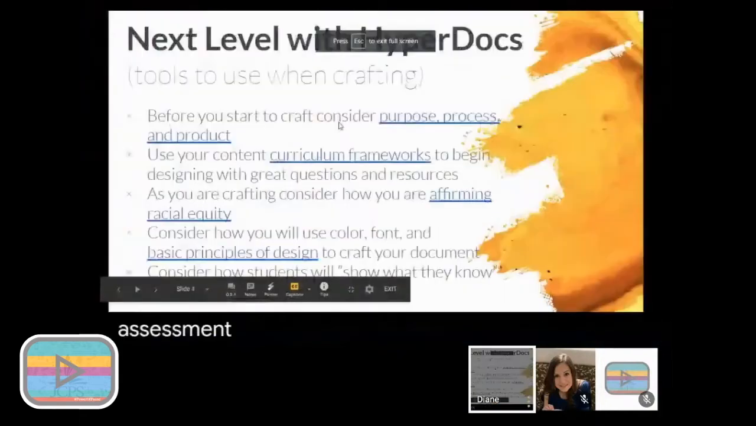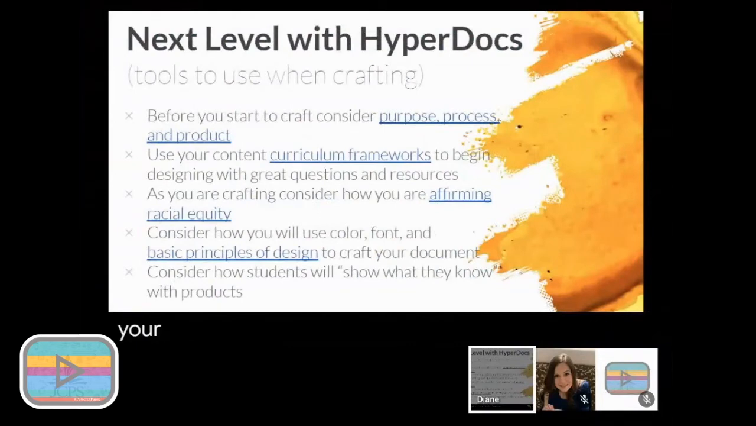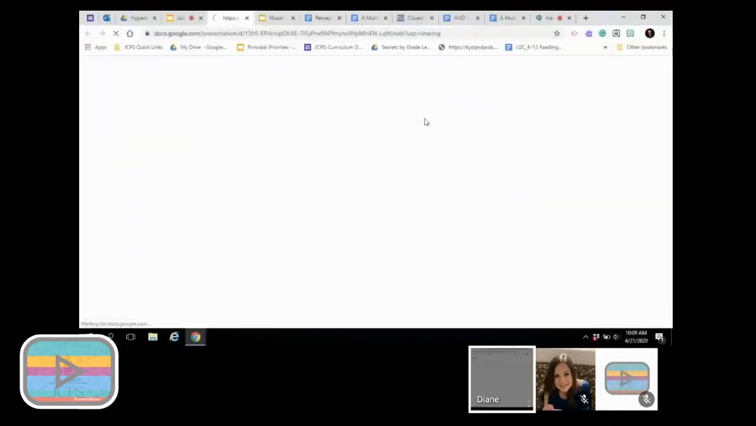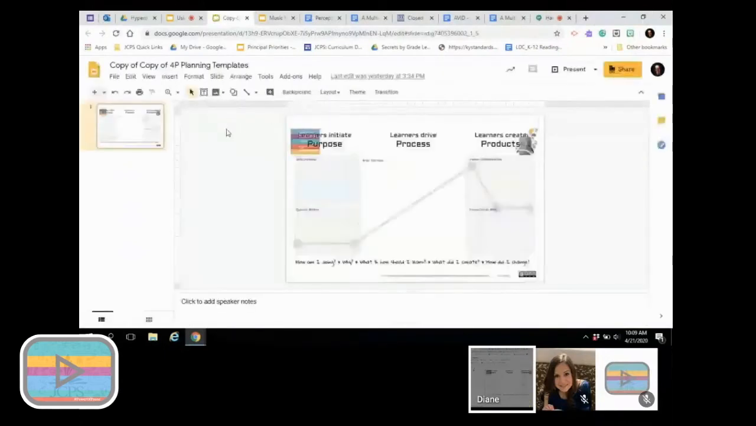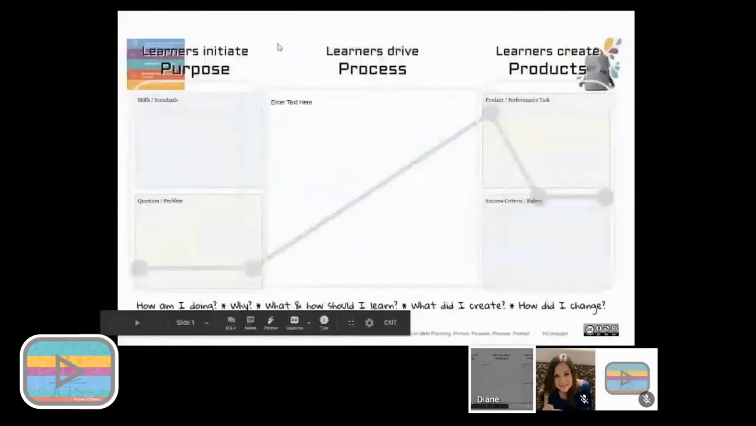So those were the basics of Hyperdocs. How to go to the next level with crafting is to consider your backwards planning process. Consider purpose, process, and product. And thanks to the Deeper Learning team for providing this, which is also available in your resources.